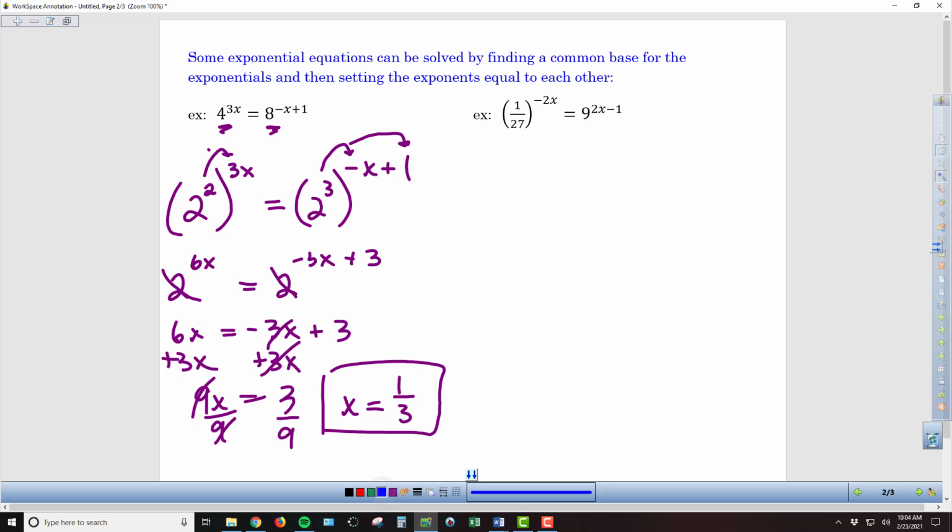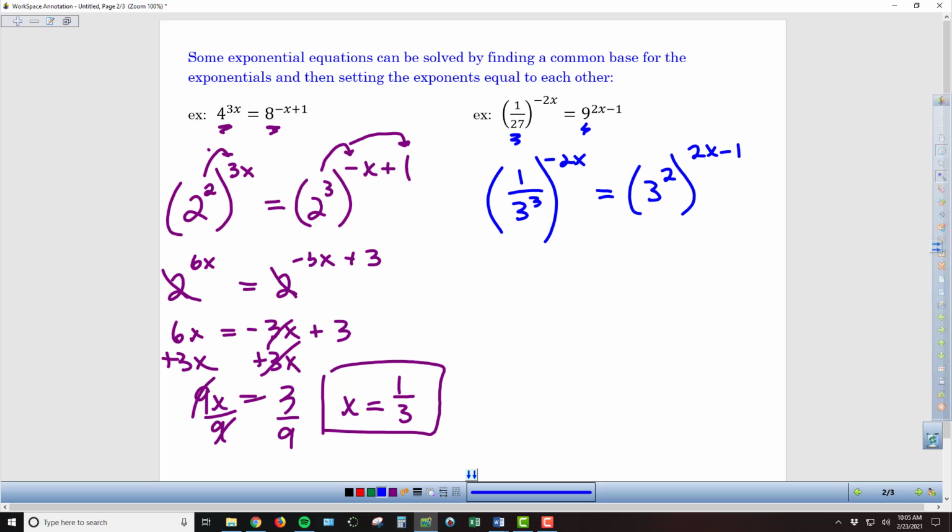In the second example, we have the same sort of circumstance. We have a single exponential on both sides. As of now, we don't have the same base, but we can get there. So I'm going to rethink this 27 as being 3 to the 3rd power. So I'm going to write this as 1 over 3 to the 3rd to get started, and then being raised to the negative 2x. And then on the other side, 9 can be rewritten as 3 squared. So that's going to be 3 squared to the 2x minus 1.